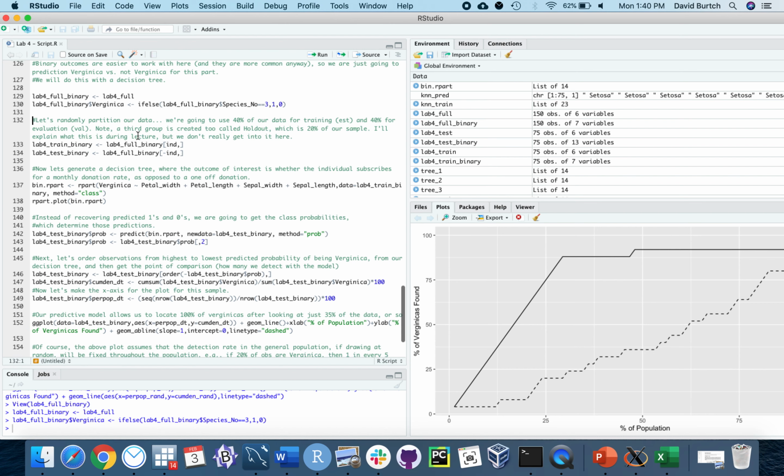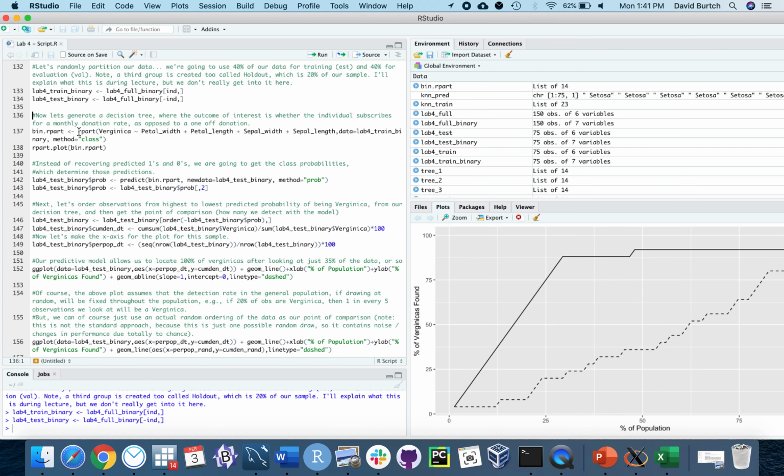Next, I'm using the same partition as earlier to define my training and testing data. It's a 50-50 split, as you will recall. And I'm building my decision tree on that single outcome class, yes or no, as a function of my 4 predictors with the training data. And again, telling it the method has to be class.